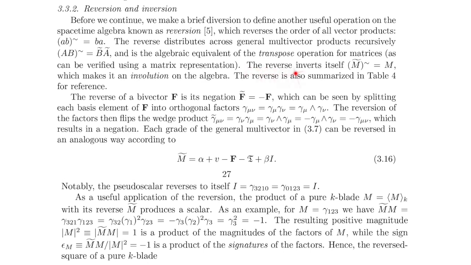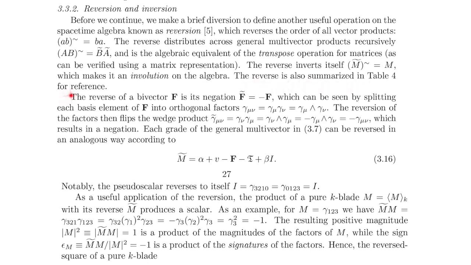Okay, moving on. The reverse inverts itself, meaning the reversion of a reversion is the identity, which makes it an involution on the algebra. This is the kind of sentence that, if you know what an involution is, makes total sense. But if you had no idea what an involution was, you would have to infer the definition, right? An involution is defined as an operation which, when applied twice, does nothing. It undoes itself. That's an involution. So clearly this is an involution, and any operation tilde that behaved like this would be an involution.